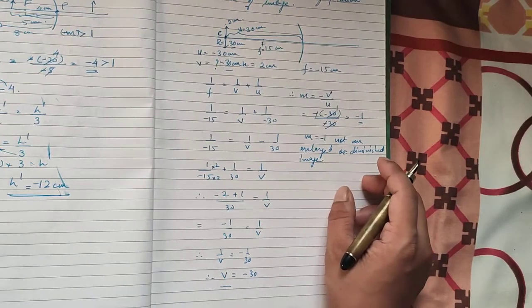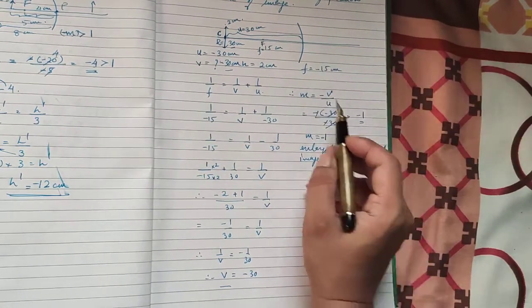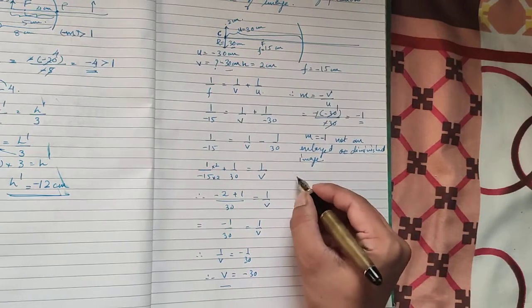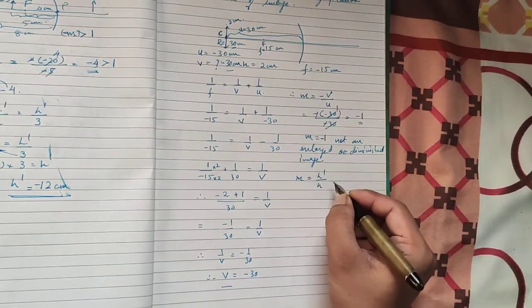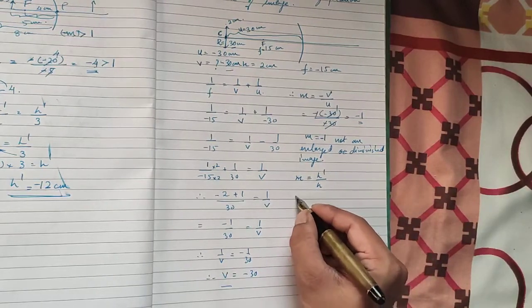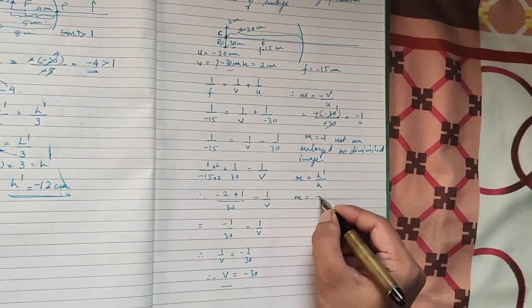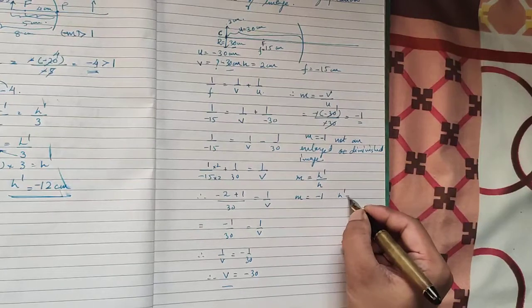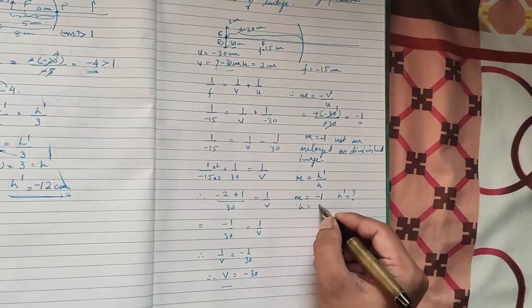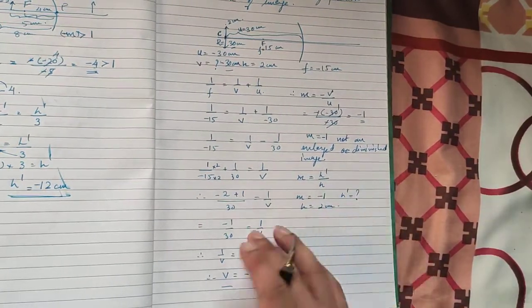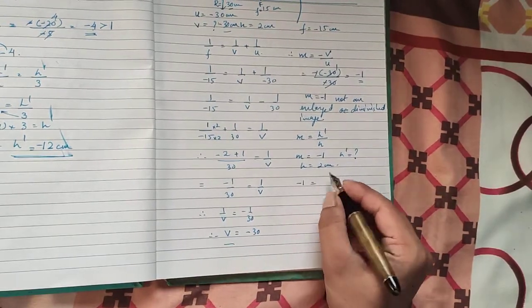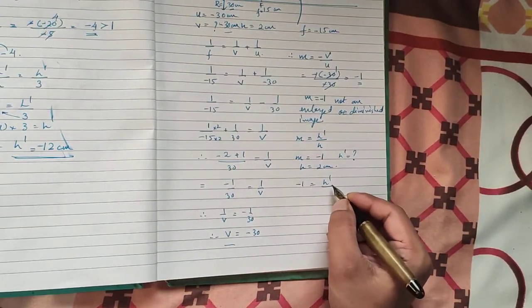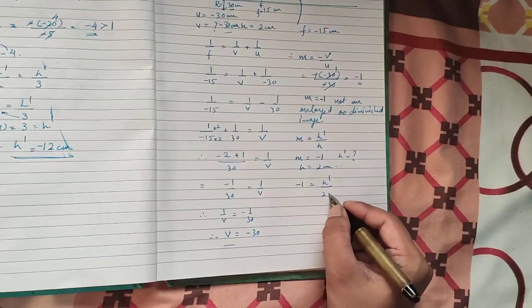Okay, students. Now for the next part, that is finding the image height. So you know that magnification m is equal to h dash upon h, and that has been given to you, that magnification is minus 1, h dash you need to find, and h is 2 centimeters. Just substitute the values. So what you get over here is magnification as minus 1 is equal to h dash upon h, that is 2 centimeters.